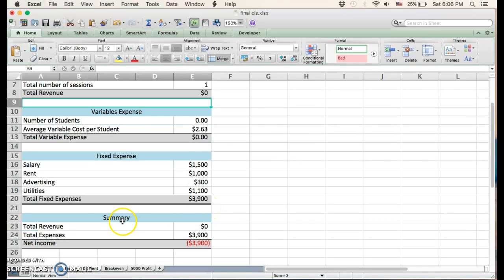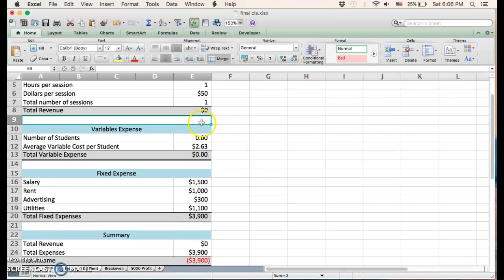Lastly, we have the summary. Total revenue, which comes from up here. Total expense, which comes from the sum of variable expense and fixed expense, which is 3,900 for now. And to get net income, we use total revenue minus total expense, which is negative 3,900 right now. So now we will use Solver to help us determine how many students the business needs to break even.